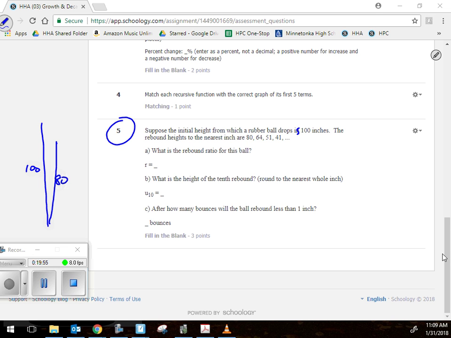Think about it. If you drop the ball, it's going to have to bounce lower than it was in the first place. Does this sound like growth or decay then? Decay. It's going to get lower and lower and lower. All right. Now, what is the r?